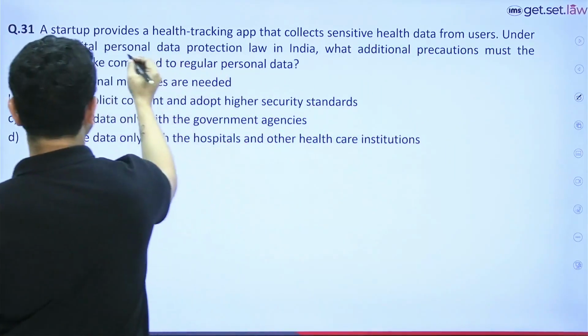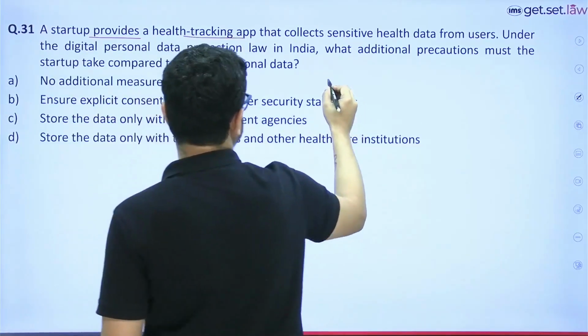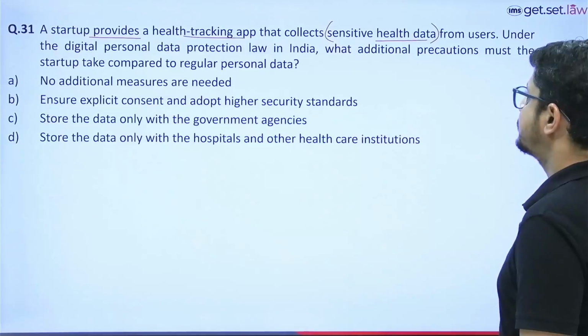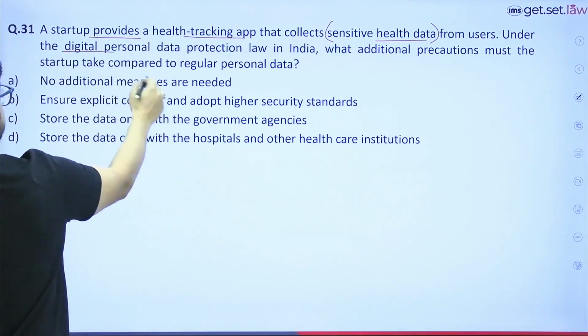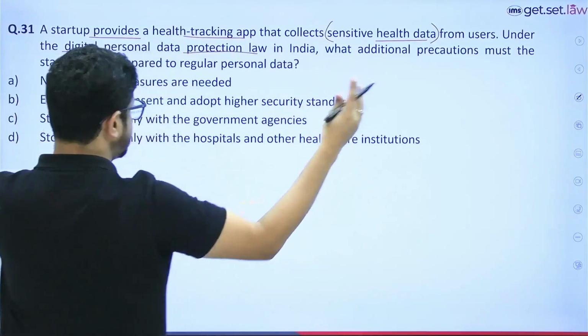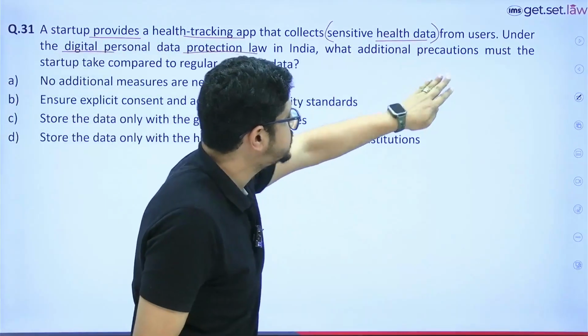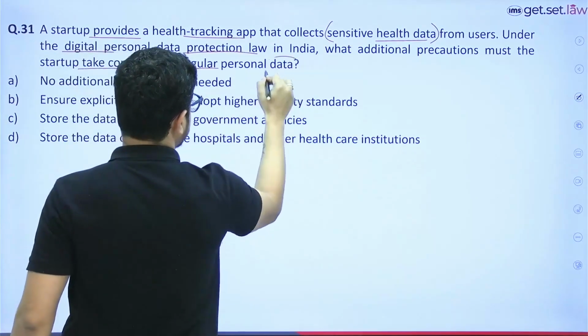So 31 talks about a startup that provides a health tracking app that collects sensitive health data from users under the Digital Personal Data Protection Law. It's the Digital Personal Data Protection Law in India. What additional precautions must the startup take compared to regular personal data?